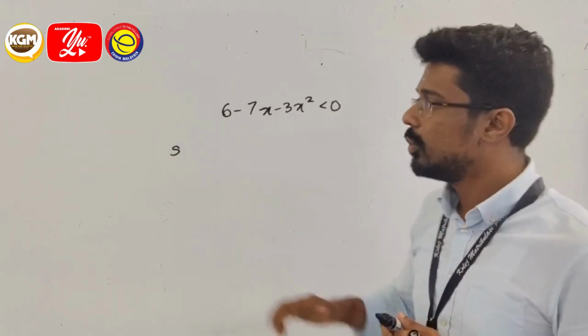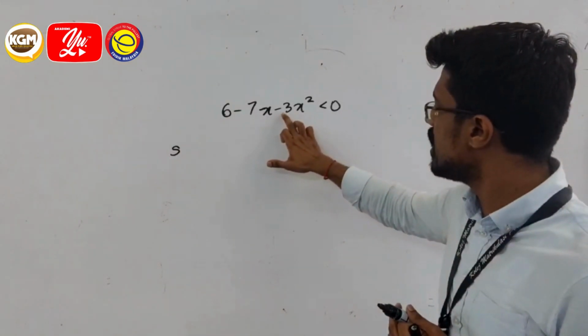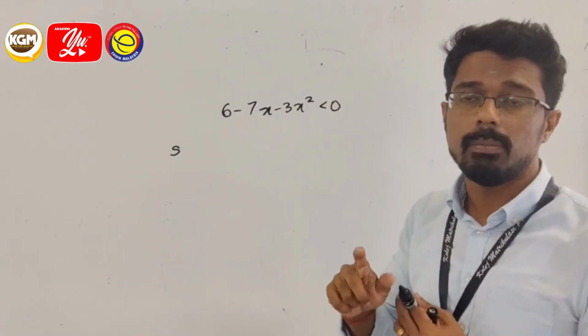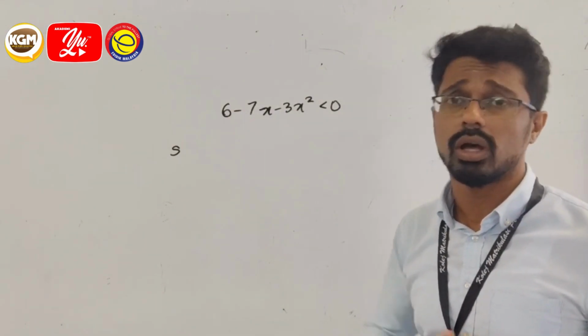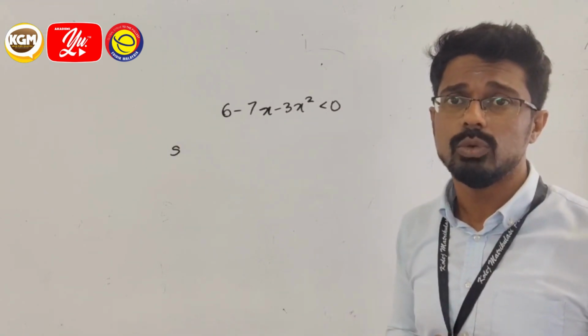Why do you say that? Well, if you see here, this A is -3. -3 means to say that it's a sad graph. Do you want to be sad? No, I don't want to. I always want to be happy. So what do we do?